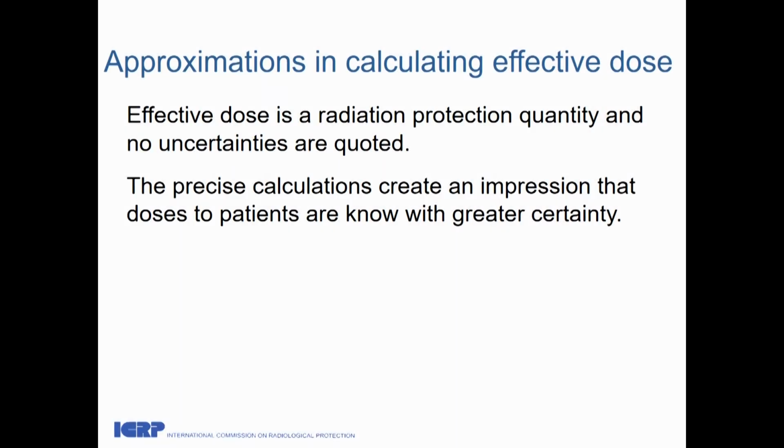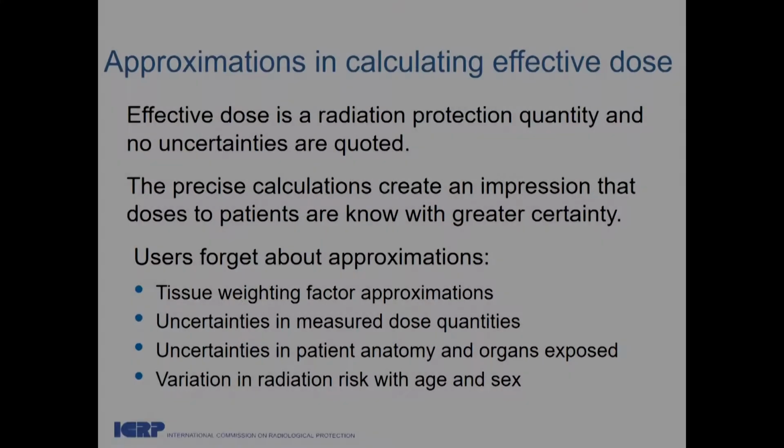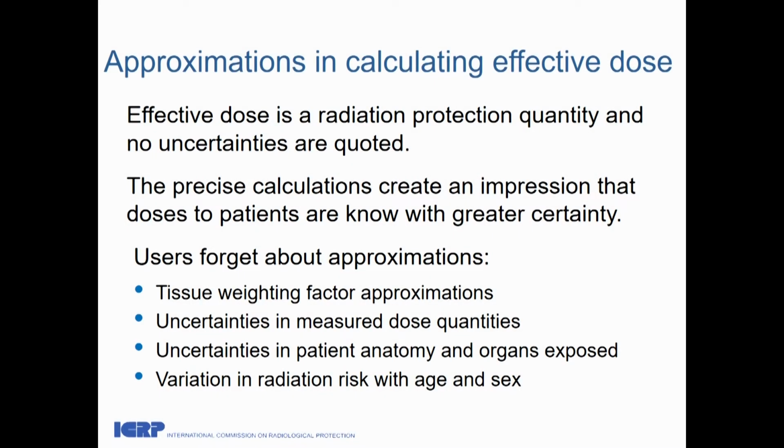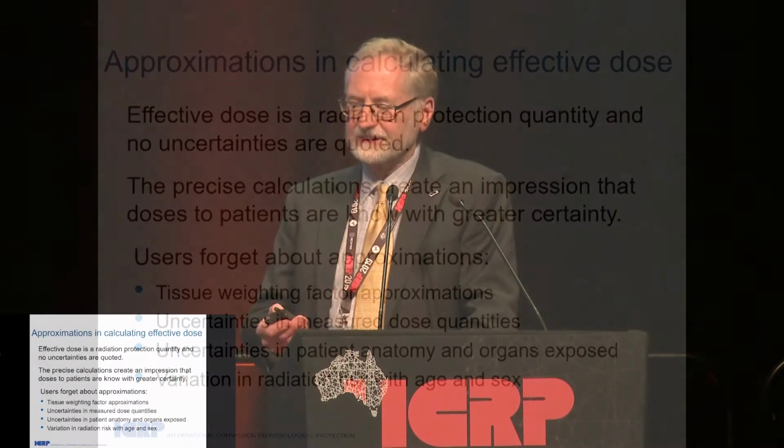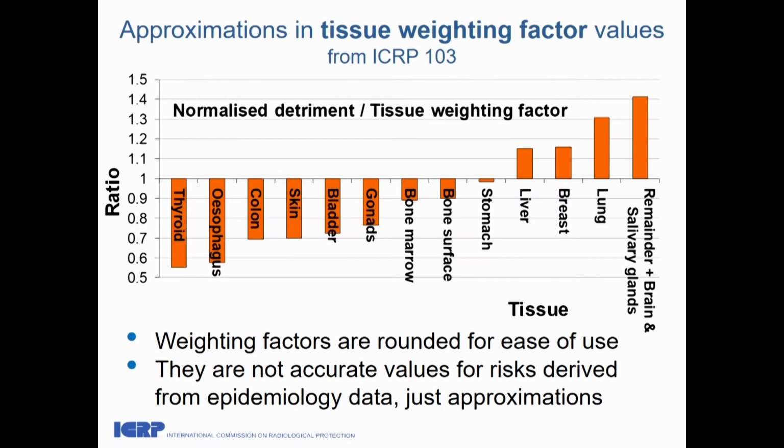But effective dose is a radiation protection quantity, so we don't quote uncertainties. And the precise calculations create an impression that the doses are known to rather greater accuracy than they actually are. We forget, or users forget, that the tissue weighting factors are approximations, there are uncertainties in measured dose quantities, there are uncertainties in patient anatomy and the organs exposed, and there's variation in the radiation risk with age and sex. So let's look at a few of those. Tissue weighting factors, for instance.